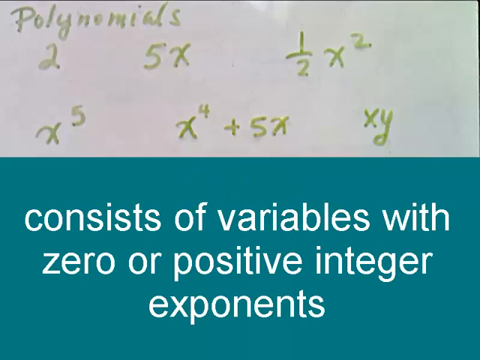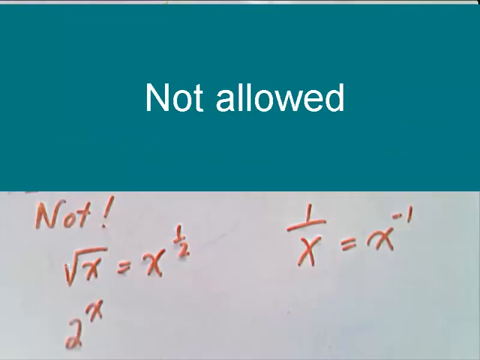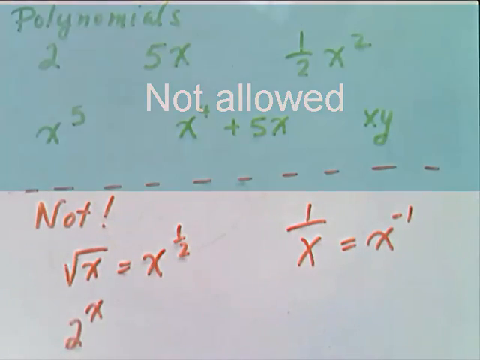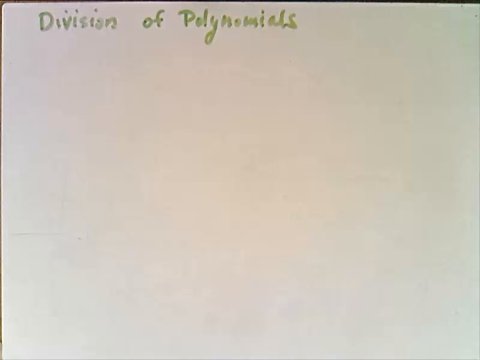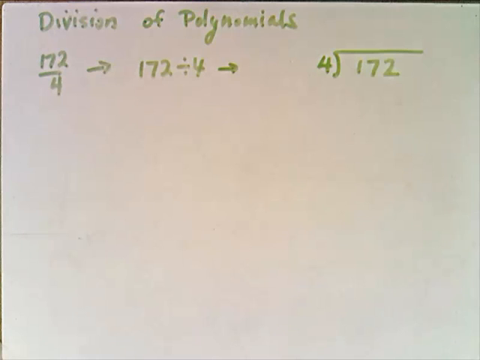Polynomials consist of variables that are added or subtracted. Only zero or positive integer exponents are allowed. Roots, reciprocals, and exponents with variables in them are not allowed. We're going to review division of polynomials by taking the simple example 172 divided by 4. We're going to use long division, and I'm going to show you the steps quickly.